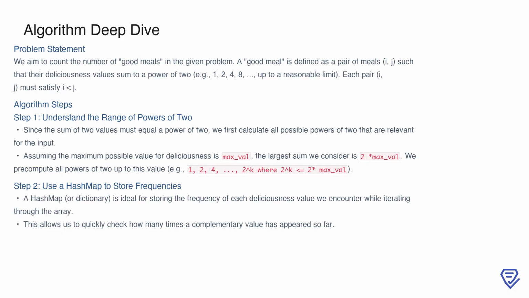Next, we prepare to use a hash map to store frequencies of deliciousness values. This data structure is chosen because it allows for fast lookups, making it ideal for checking how many times a complementary value has appeared as we iterate through the array. With these two foundational steps in place, we're ready to process the array efficiently.